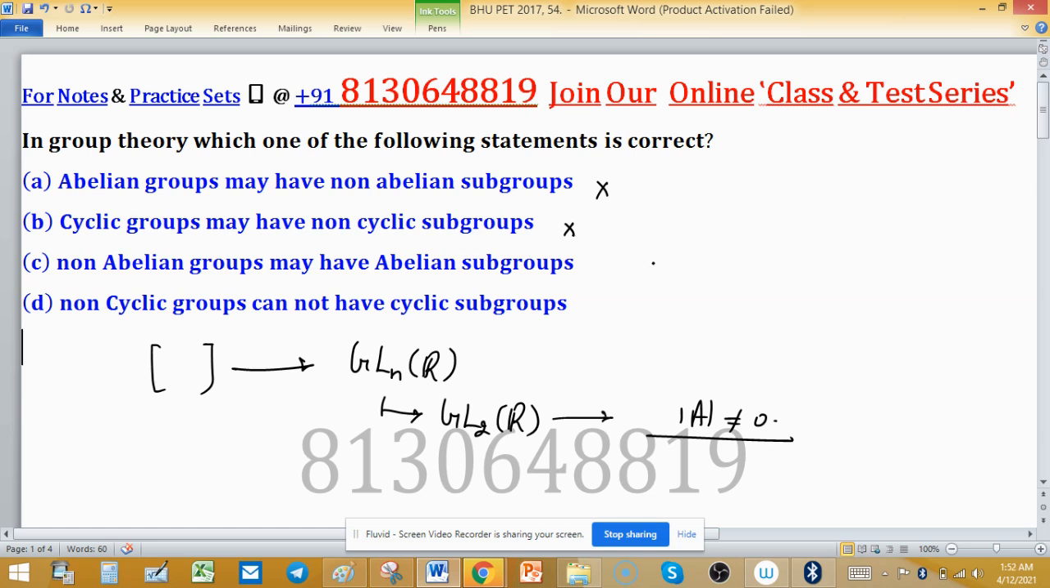This statement is true. Non-cyclic groups cannot have cyclic subgroups. Again this statement is wrong. It can have. So only statement C is correct.